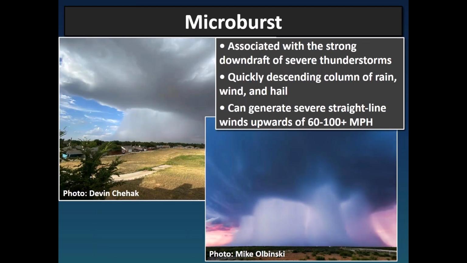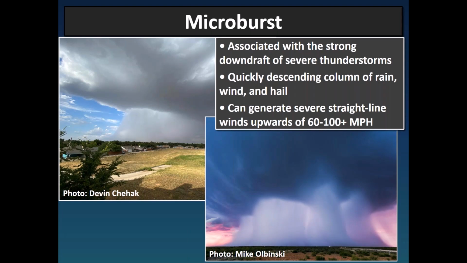Another feature you might see, though it is often hard to see, is a microburst. This is associated with the strong downdraft of severe thunderstorms. It's basically just a quickly descending column of rain, wind, and hail. They can generate severe straight line winds upwards of 60 to 100 miles per hour, and even some flash flooding.